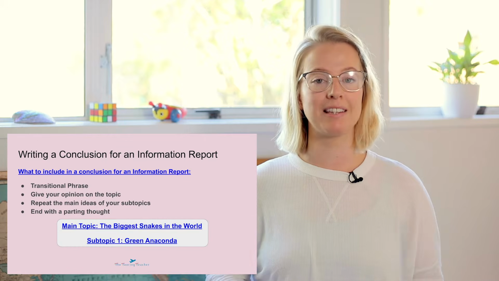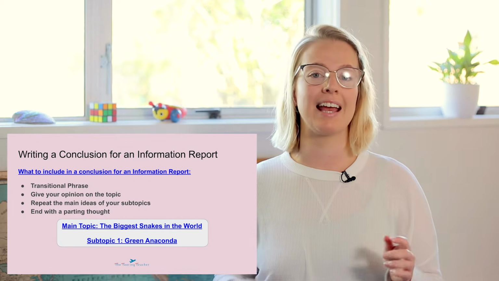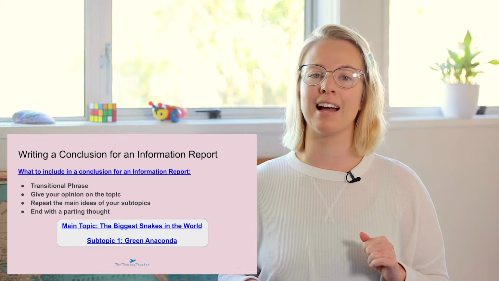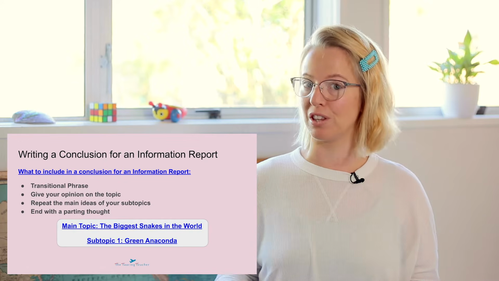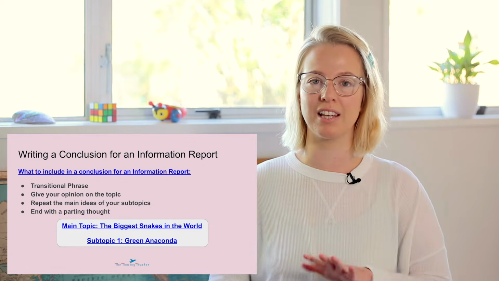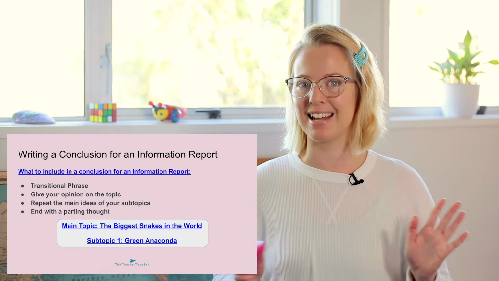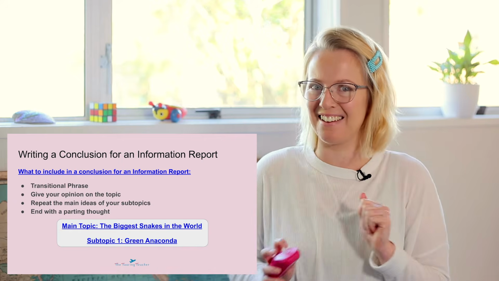Because I talked about the largest snakes in the world in our subtopics video, I thought I would keep the same topic for the conclusion. So we're still talking about the largest or the biggest snakes in the world. Ooh, scary. The first thing on our list on what to include in a conclusion is something called a transitional phrase. It might sound quite fancy, but it's something that you're probably already doing in your writing.